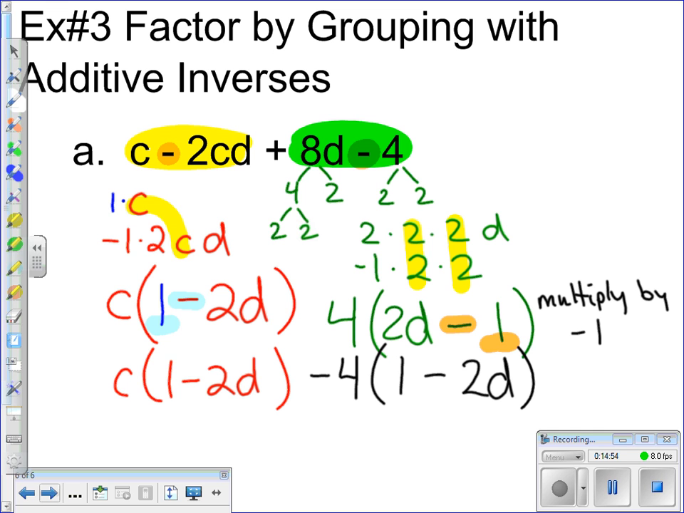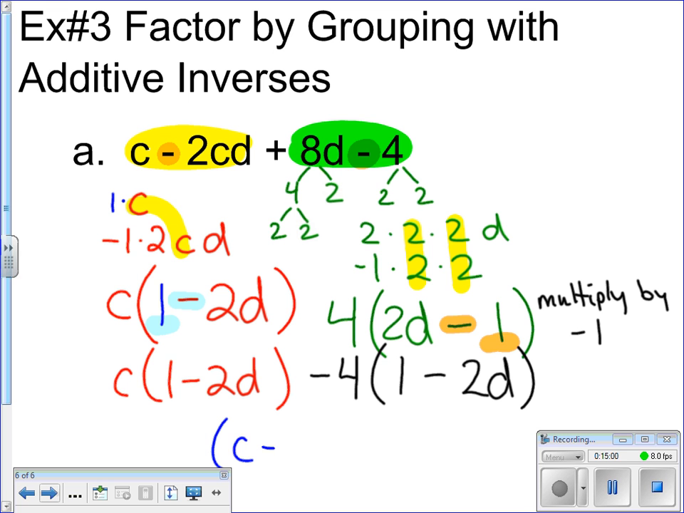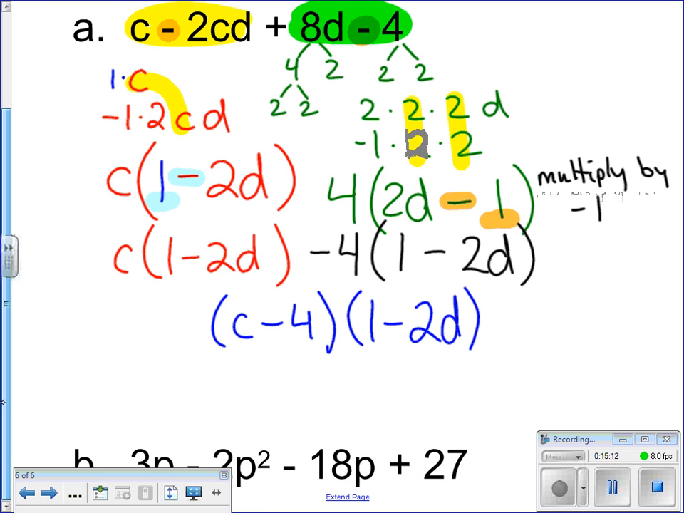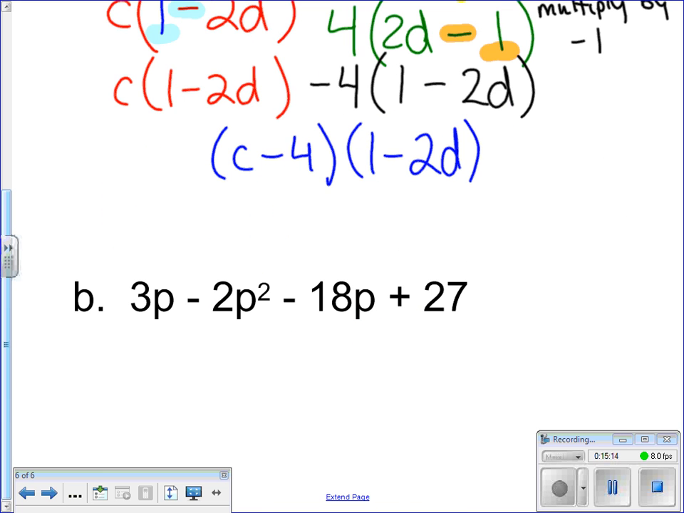So since my two parentheses are the same, I'm going to put my GCFs in the front, C minus 4, and my common parenthesis in the back, 1 minus D. And I got one more just like this for you to try to do.